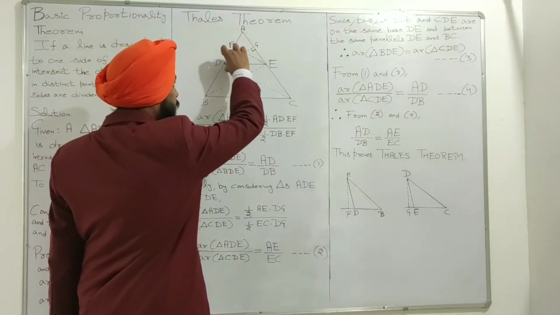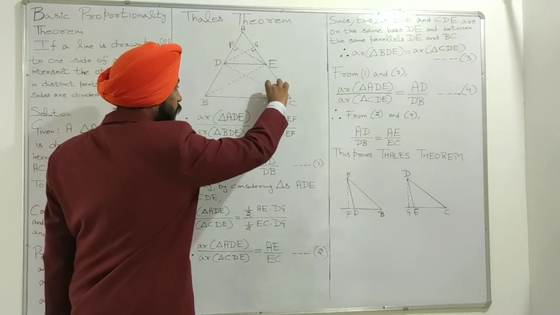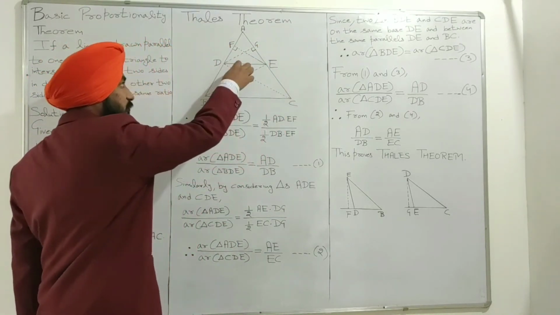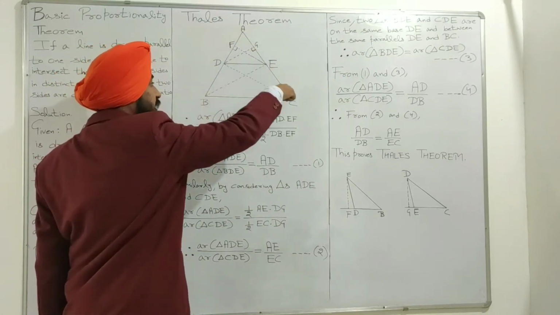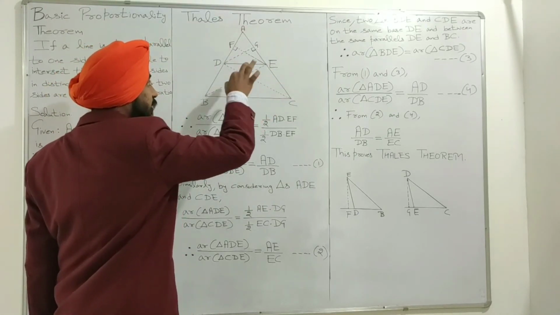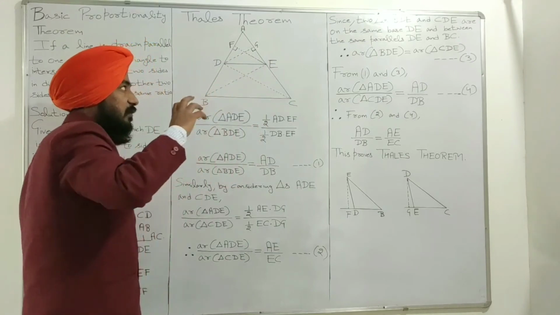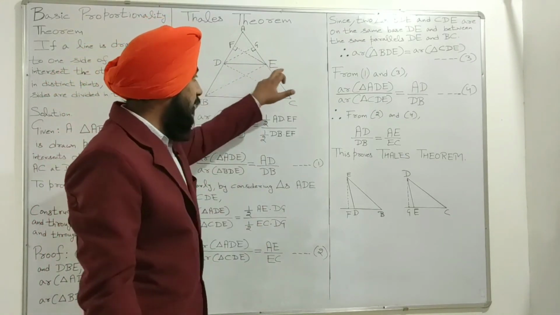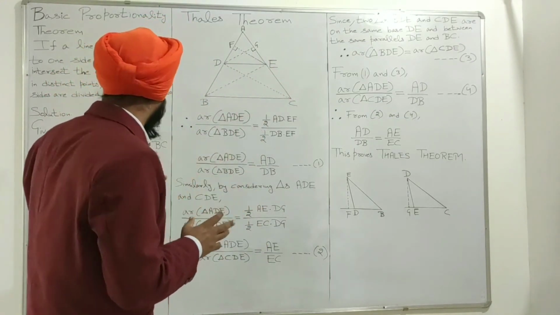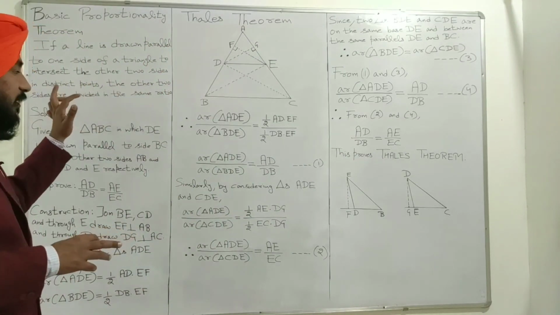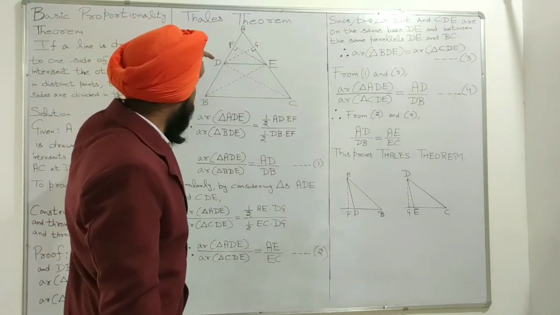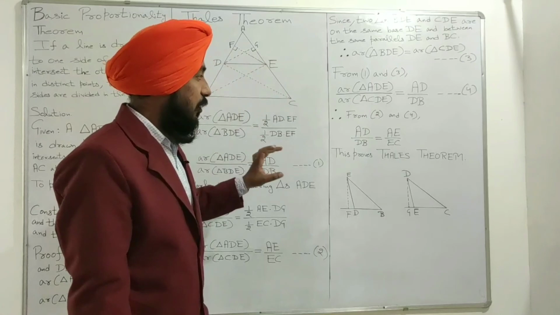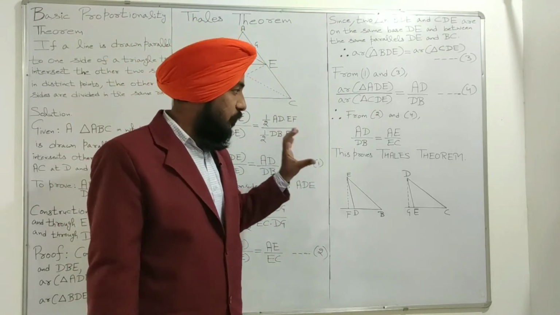So if the line DE is drawn parallel to one side of the triangle, BC, and DE intersects the other two sides AB and AC at distinct points D and E, then the other two sides, AB and AC, are divided in the same ratio, which means AD upon DB is equal to AE upon EC. I have proven this. This proves Thales theorem.